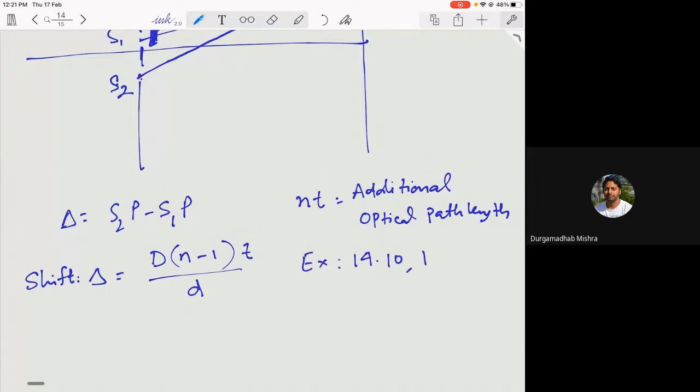14.10 and 14.11. These examples nicely explain how much the shift would be when you use normal visible, like yellow wavelength or green wavelength and so on. But this shift is very small, about a few hundred microns, so about 0.2 centimeter or something like that. Okay, so not much, but you will definitely observe a shift in the fringe.